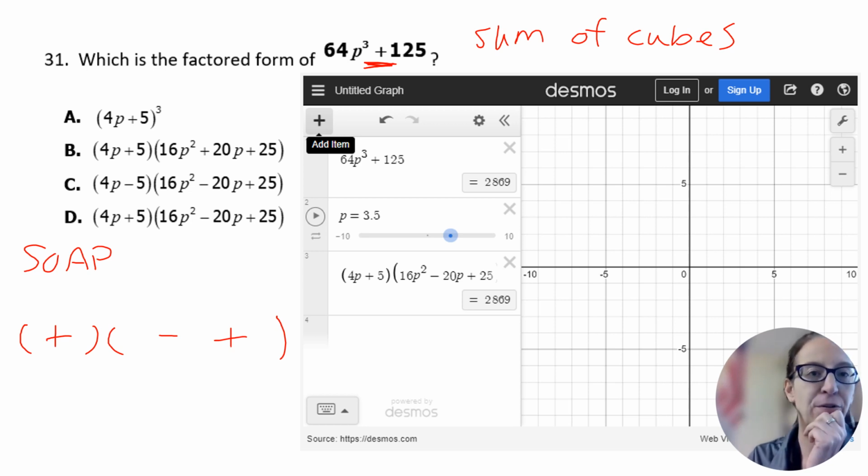So if I can remember where I left off with the signs, we're looking for something that goes plus, minus, plus, and that right there is actually enough for me to get the answer. Because there's only one that does plus, minus, plus. And so that would have to be my answer choice.